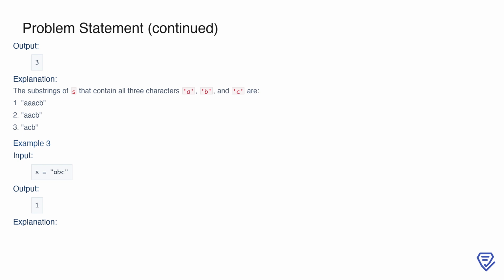Now, let's look at another example where S is AAABC. Here, the output is 3 because there are only 3 substrings that contain all 3 characters, AAABC, AABC, and ABC. The key difference in this example is that the string starts with multiple A characters, so the shortest valid substrings containing A, B, and C only appear near the end. Similarly, for the string ABC, there is only one valid substring, which is the string itself, ABC. This is because the shortest possible string that contains all 3 characters is exactly 3 characters long, and in this case, there is only one such occurrence.